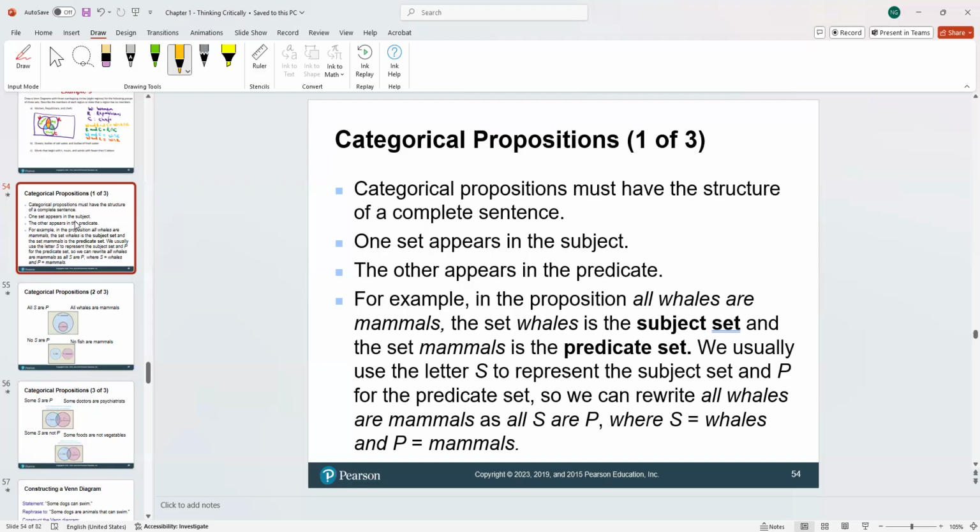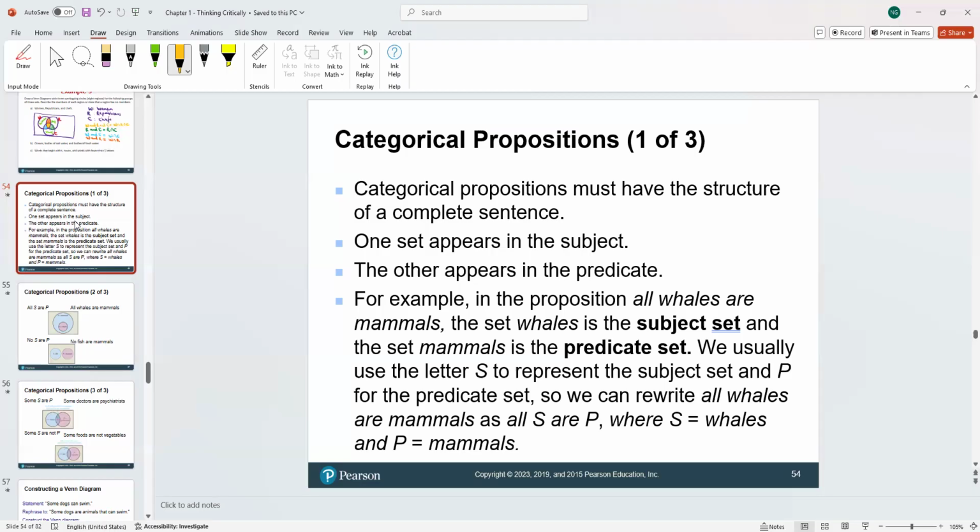For example, in the proposition, as I said, all whales are mammals, the set whales is the subject set and the set mammals is the predicate set. We usually use the letter S to represent the subject set and P for the predicate set. So we can rewrite all whales are mammals as all S are P, where S is whales and P is mammals. Okay, so that's a certain way of seeing it.